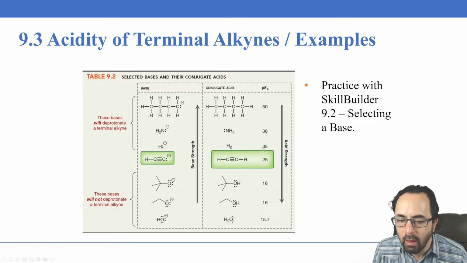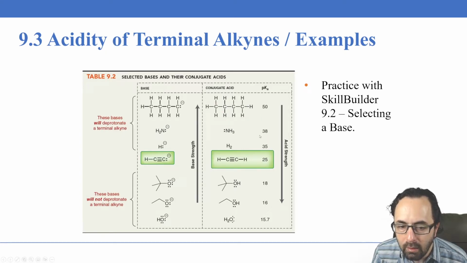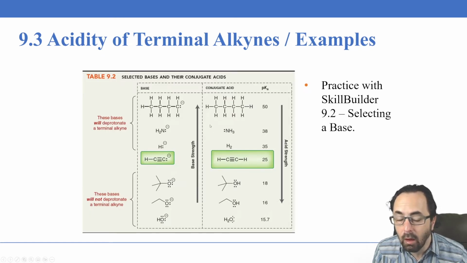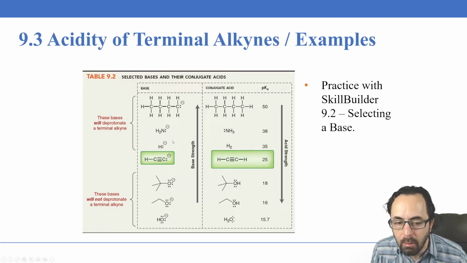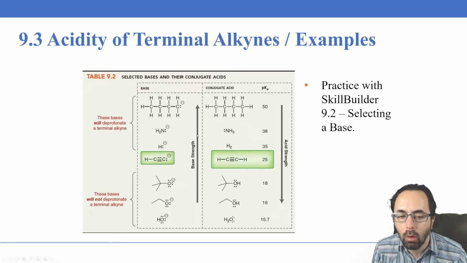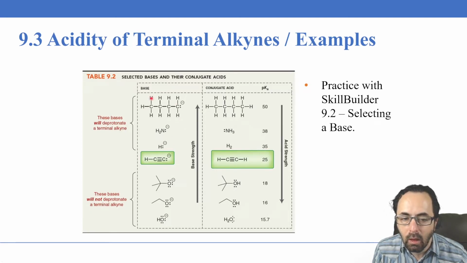So we can see here that H2, hydrogen gas, is less acidic than, it's a weaker acid than the alkyne here, as is ammonia, as are alkanes. And so that means that the conjugate bases are stronger bases, and so these bases would be strong enough to deprotonate. So very commonly, these will be the kinds of bases that are used: amide or hydride ion, or a deprotonated alkane.